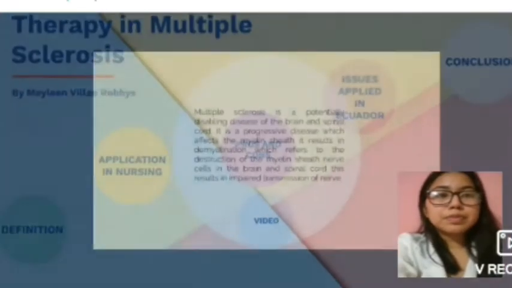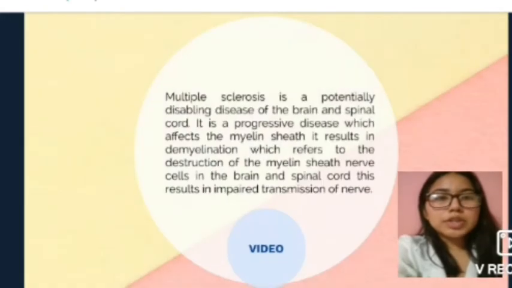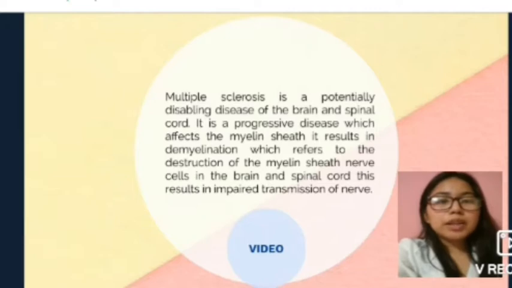Conclusion. Multiple sclerosis is a potentially disabling disease of the brain and spinal cord. It is a progressive disease which affects the myelin sheath. It results in demyelination, which refers to the destruction of the myelin sheath of nerve cells in the brain and spinal cord. This results in impaired transmission of nerve signals.